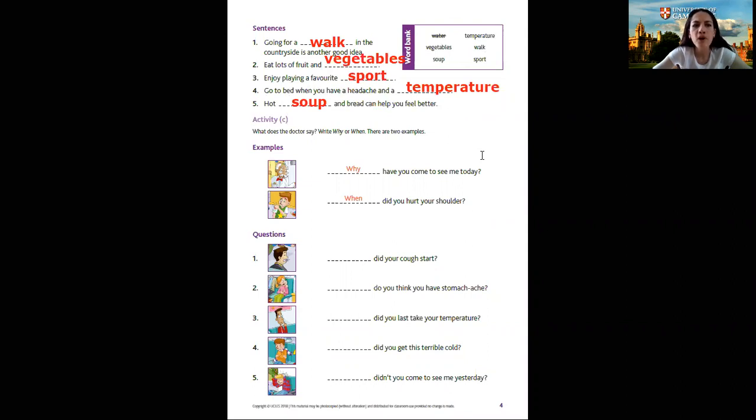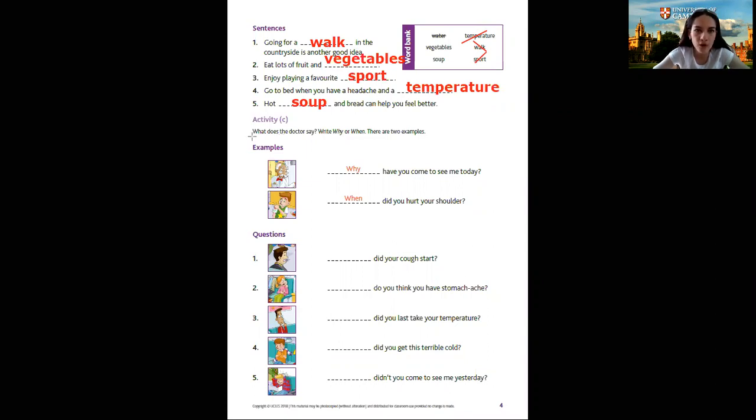If you have problems during an activity like this, well, you can also start crossing the words, no? First you used walk, so then you have only 4 options. Then you use sport, and you have other options. Then you use temperature, okay? So you can do also that. Let's have a look at the next exercise.